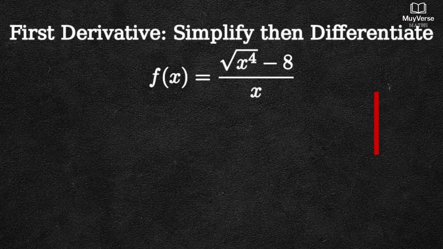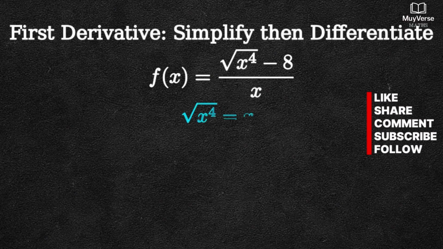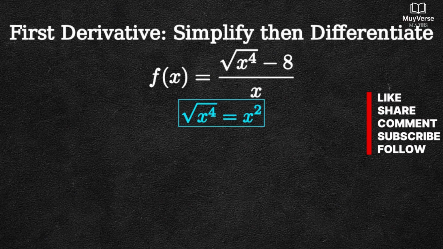Step 1. Simplify the expression. The square root of x to the fourth equals x squared, since x squared is always non-negative. Substituting, f of x becomes x squared minus 8, all over x.